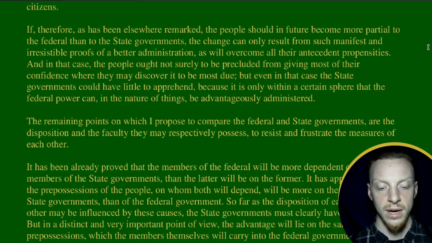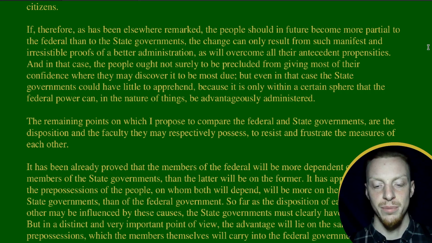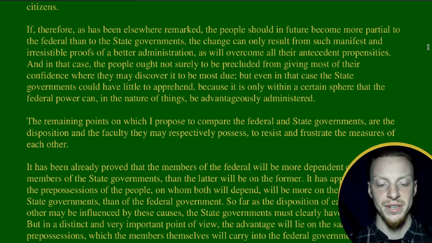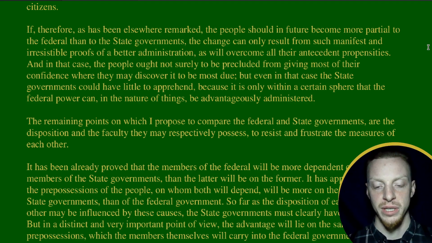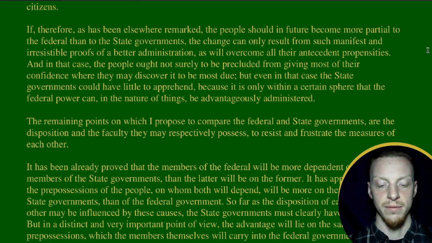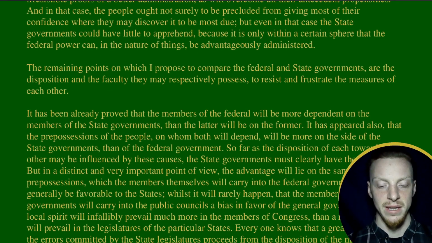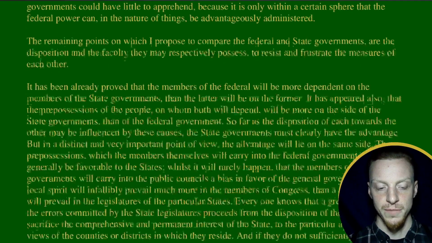If, therefore, as has been elsewhere remarked, the people should in future become more partial to the federal than to the state governments, the change can only result from such manifest and irresistible proofs of a better administration as will overcome all their antecedent propensities. And in that case, the people ought not surely to be precluded from giving most of their confidence where they may discover it to be most due. But even in that case, the state governments could have little to apprehend, because it is only within a certain sphere that the federal power can, in the nature of things, be advantageously administered.